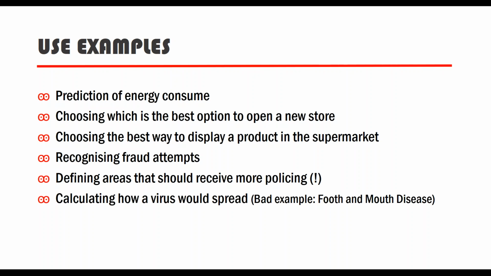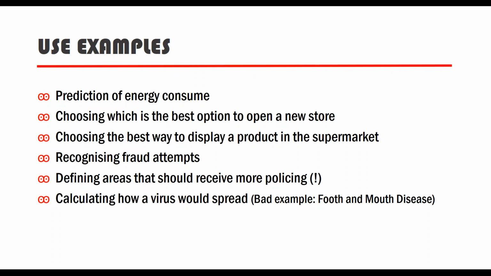So here I put a few situations where we can use prediction. We can try to predict things. Another example is how a virus would spread. It's more in a scientific area, less in a commercial area.